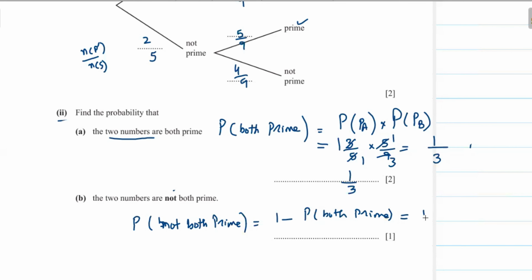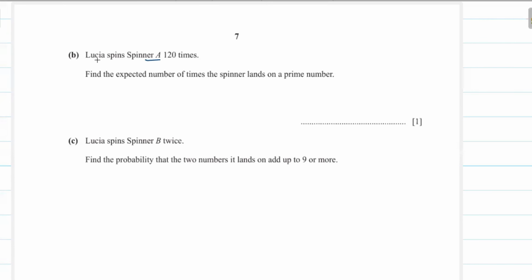Therefore, we can write 1 minus 1 over 3. This will be equal to 3 minus 1 over 3, and this is 2 over 3, and this is the answer. Part B, Lucia spins spinner A 120 times. Find the expected number of times the spinner lands on a prime number.